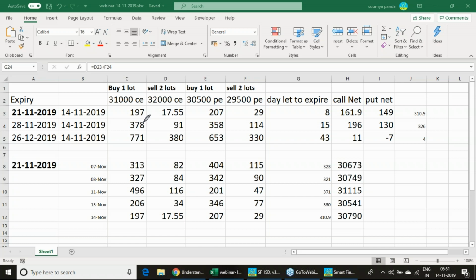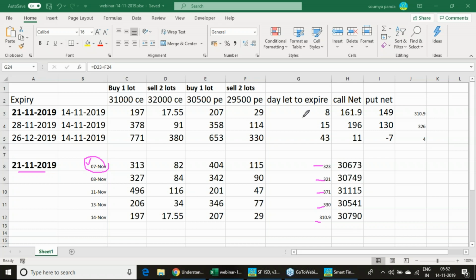If I initiate in 28th November, I have to spend 326 now. But in December, if I initiate and hold it for 28 days, that means 15 days before the December monthly contract expiry, I can get this much. I have also given one more example here. For the 21st November expiry, if this same strategy was initiated on 7th November, from where the trading of those strikes started, on 7th, 8th, 11th, 13th and 14th, I see my involvement is 323, 321, 371, 330, 310. So not much loss is there.